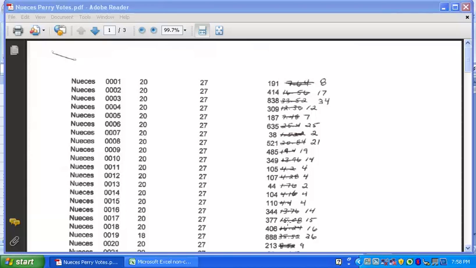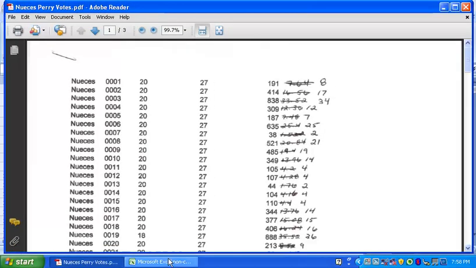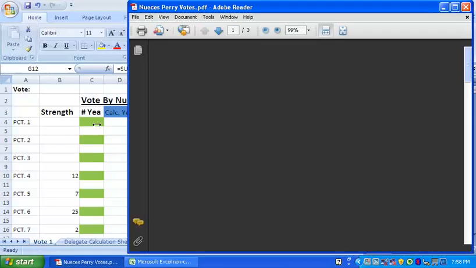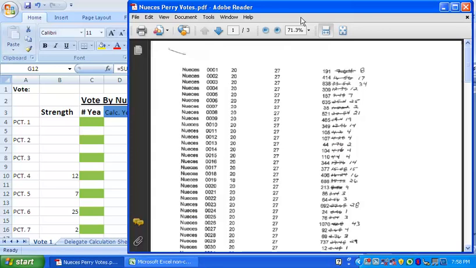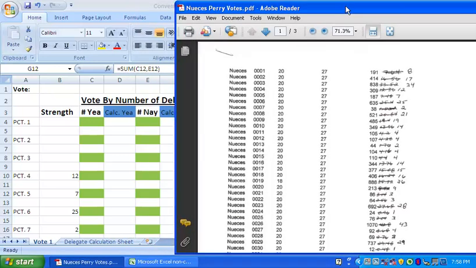So here are my calculations written on the side, and those will come into play in a second. Looking at the spreadsheet I made, let's bring these two here on the same frame. Okay. The reason these numbers are important is because in the calculation, you're going to be taking how many votes your precinct has and dividing it by yeas and nays to calculate your voter strength.